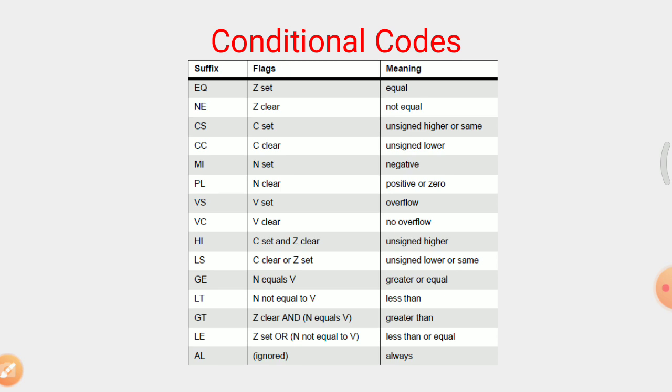Likewise, we have many, like MI, where the meaning of MI is negative, related to the negative flag. So if N is equal to 1, then only the instruction is going to be executed. The instruction can have PL, positive or 0. So if the number is positive, the N flag is going to be 0. During that, the instruction is going to be executed.